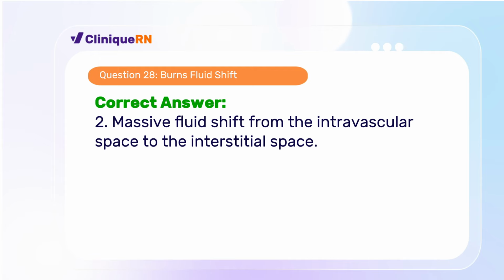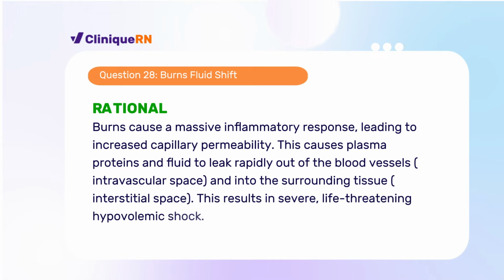The correct answer is 2. Massive fluid shift from the intravascular space to the interstitial space. Rationale: Burns cause a massive inflammatory response, leading to increased capillary permeability. This causes plasma proteins and fluid to leak rapidly out of the blood vessels, the intravascular space, and into the surrounding tissue, the interstitial space. This results in severe, life-threatening hypovolemic shock.